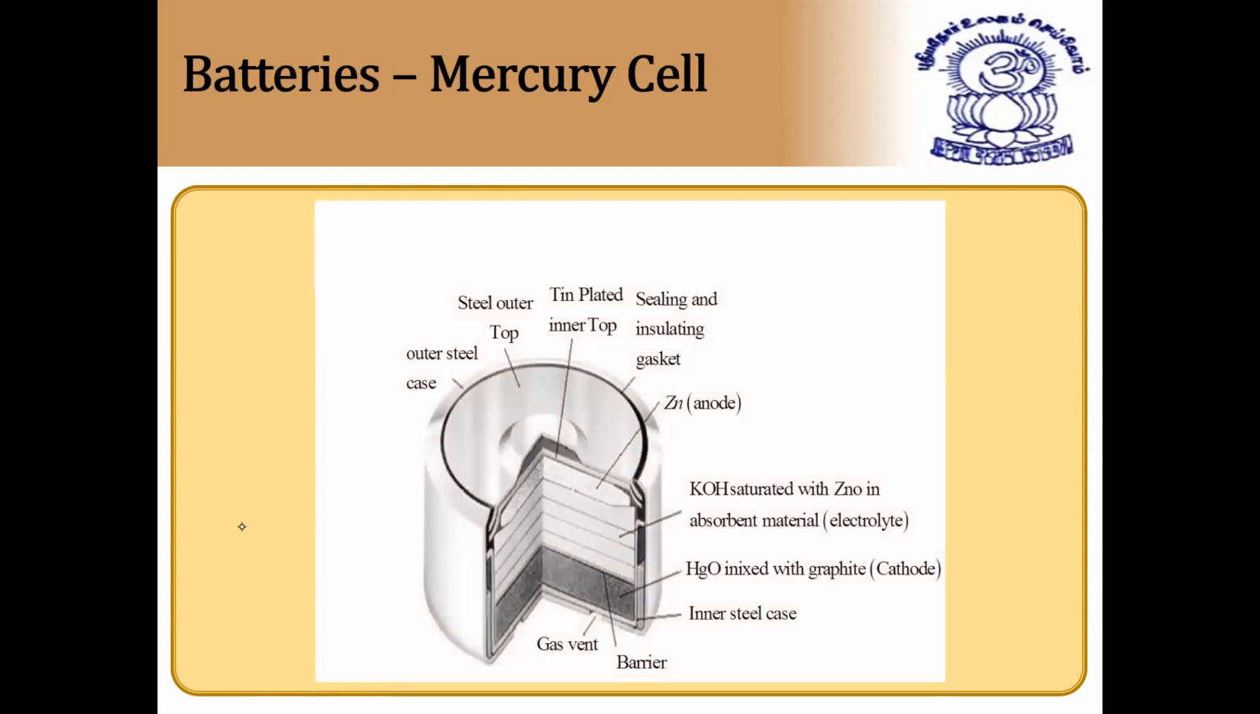Next, this is the diagram. You can see it consists of a tin-plated inner top, sealing insulated gasket, zinc anode, KOH saturated with zinc oxide in absorbent material, and HgO mixed with graphite. KOH saturated with zinc oxide in absorbent material is called the electrolyte, and HgO mixed with graphite is called the cathode, along with the inner steel case, gas vent, everything. This is the structure of the mercury cell. You can see this is like a button cell, and this button cell is used in batteries, that is, watches.